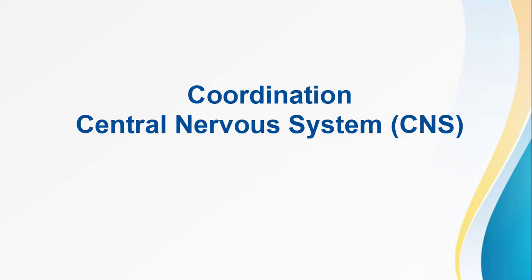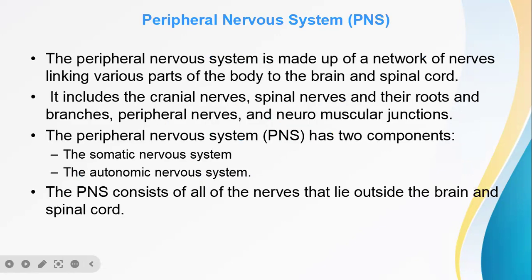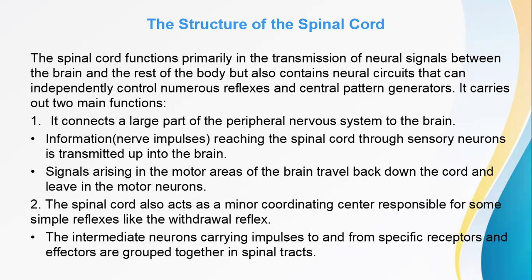Let's finish up today discussing the central nervous system. We'll finish up discussing the structure of the spinal cord. So here we'll be talking simply about how the spinal cord is structured and how it functions. The spinal cord functions primarily in the transmission of neural signals between the brain and the rest of the body, but it also contains the neural circuits that can independently control numerous reflexes and the central pattern generators. So that's how the spinal cord looks and how it functions.